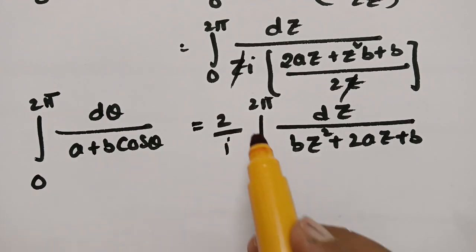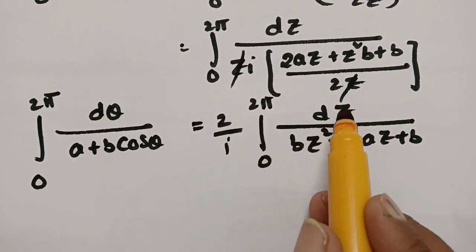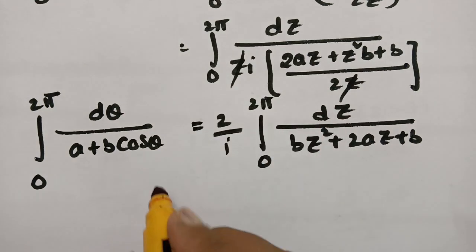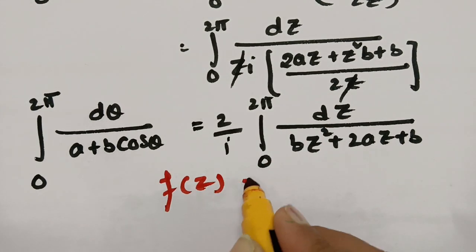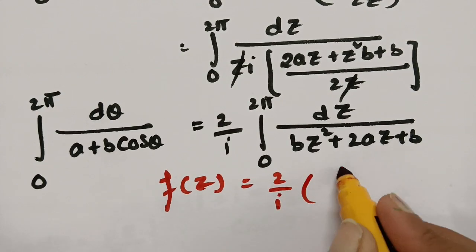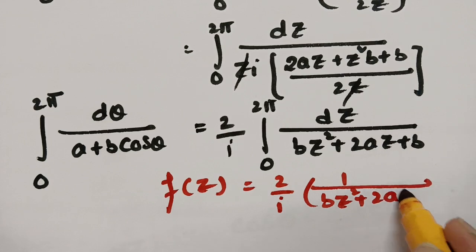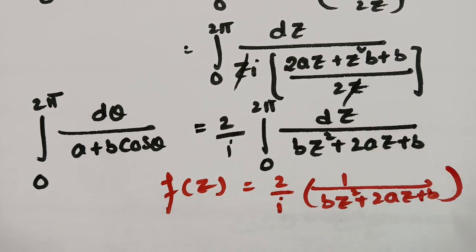The function is nothing but the integral of f of z into dz. So the remaining part of the integral and dz, everything is f of z. So f of z is equal to 2 by i times of bz square plus 2az plus b; this is our f of z value.